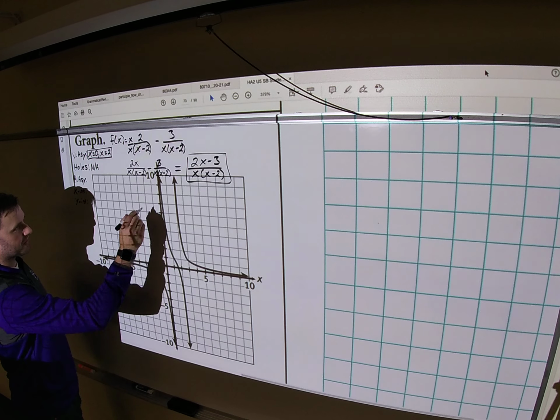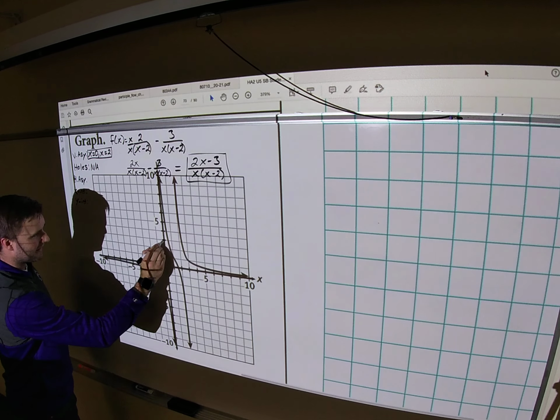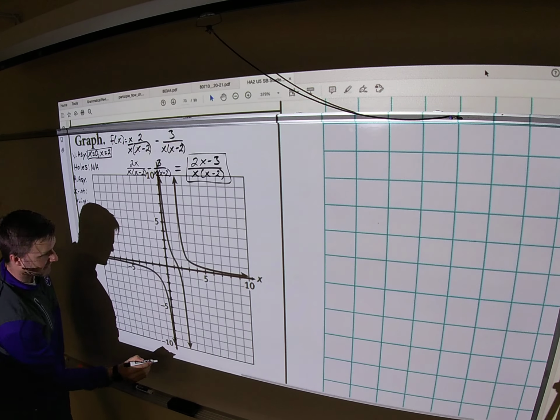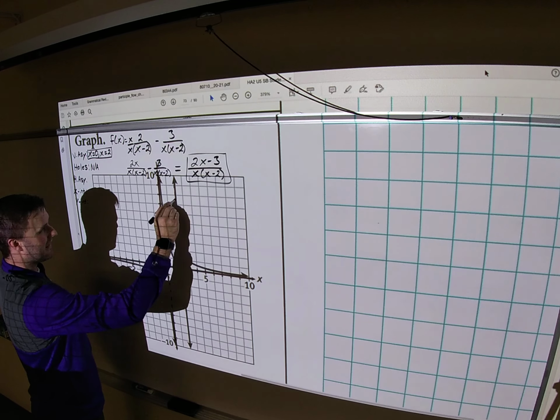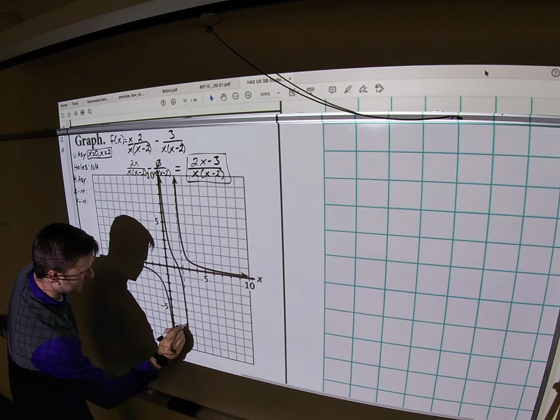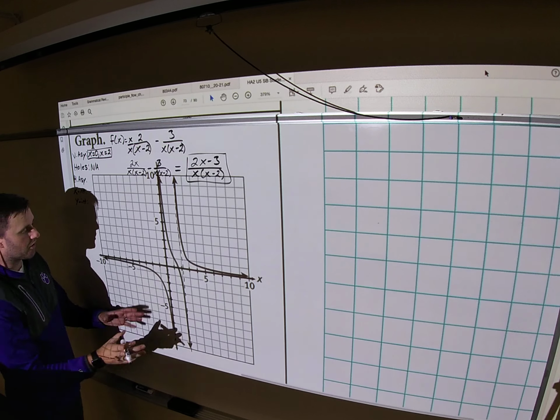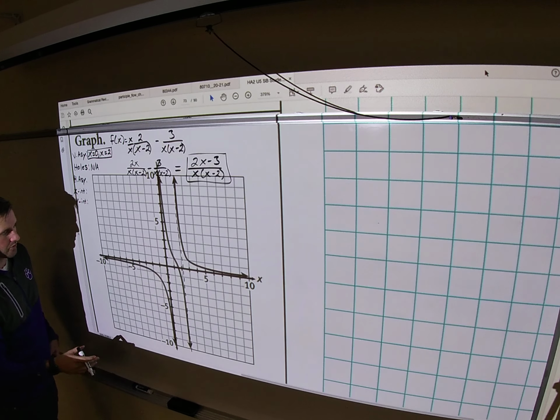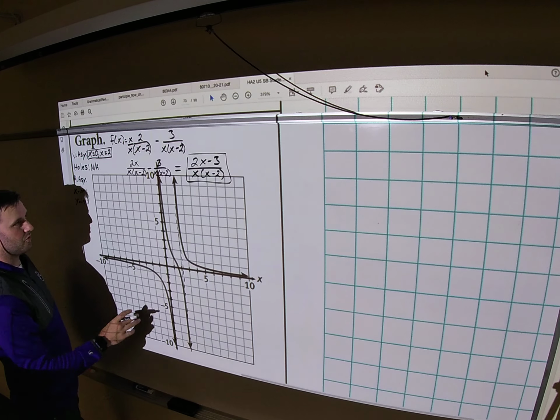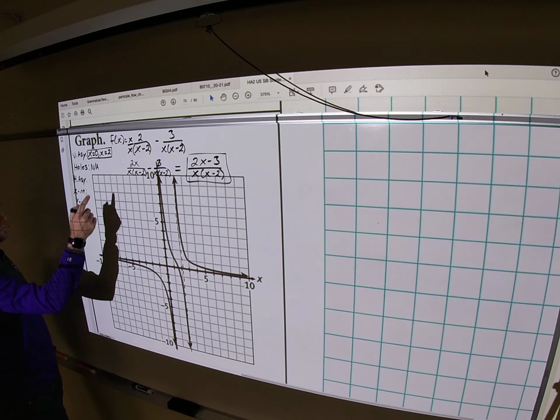Now, it doesn't show up on your graph, but we have this dotted line down our y-axis, and then we also have this dotted line when x equals 2. Now, our graph is not going to cross a vertical asymptote, but our graph can cross a horizontal asymptote. So we have our two vertical asymptotes.